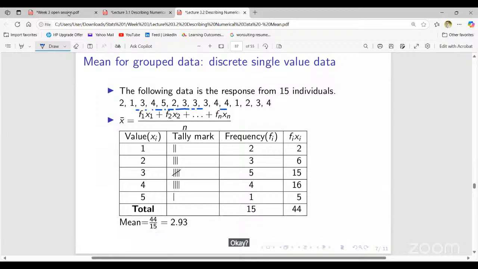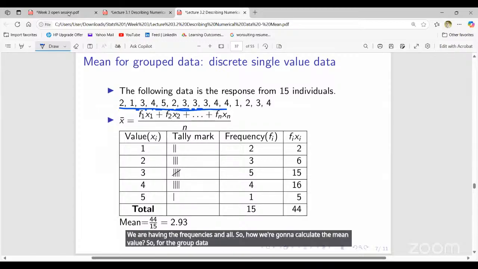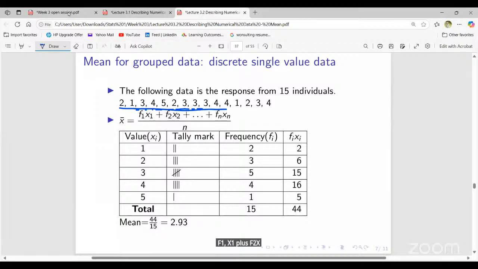Okay, so we are grouping the data here. The values are like 1, 2, 3, 4, 5, and we have the frequencies. So how are we going to calculate the mean value? For grouped data, the formula is x bar equals f1 x1 plus f2 x2 till fn xn upon n.